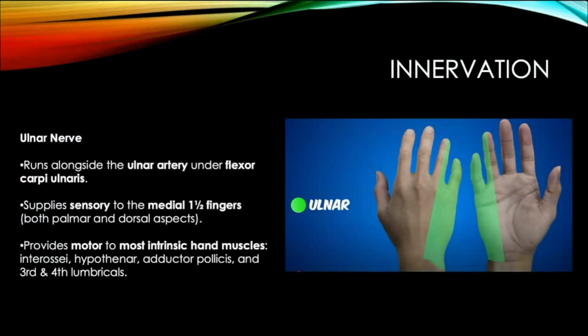So next we go into the ulnar nerve. The ulnar nerve runs along the ulnar artery under the flexor carpi ulnaris. It supplies the sensory to the medial one and a half fingers, both palmar and also the dorsal aspect of the hand. It also provides motor supply to most intrinsic hand muscles, such as interossei, hypothenar, adductor pollicis, and also the third and fourth lumbricals.